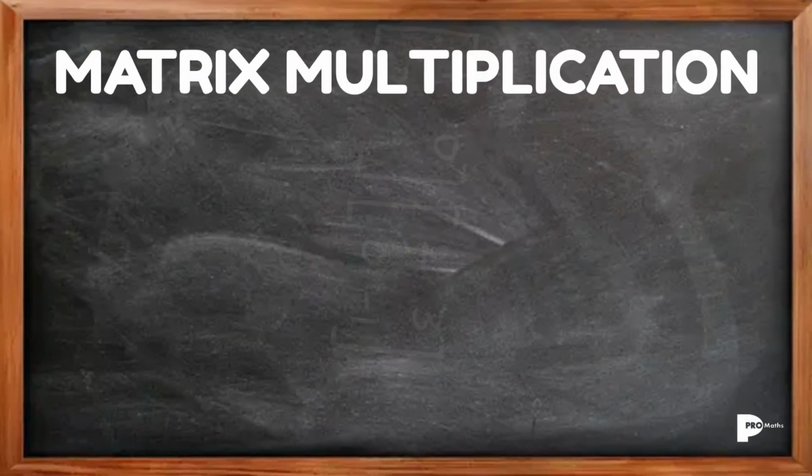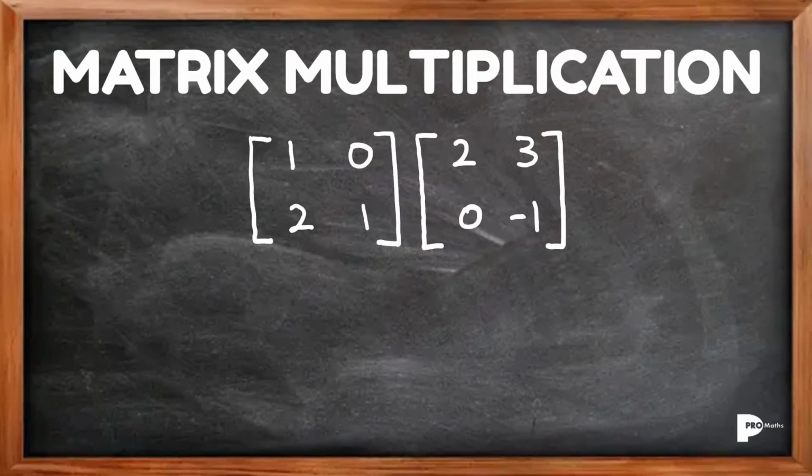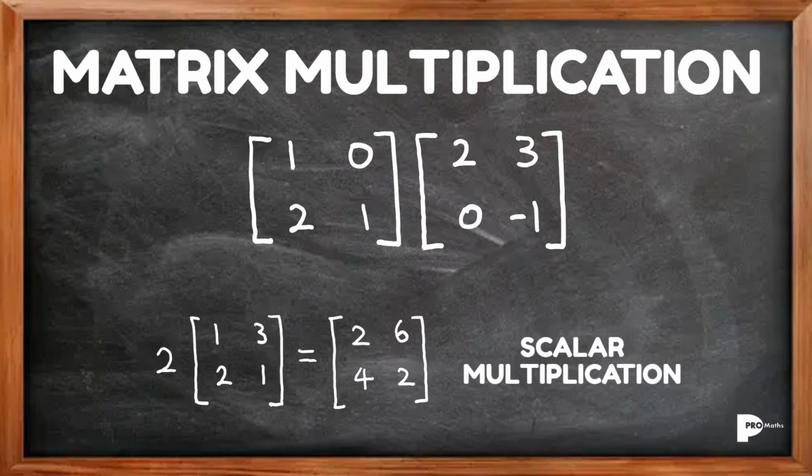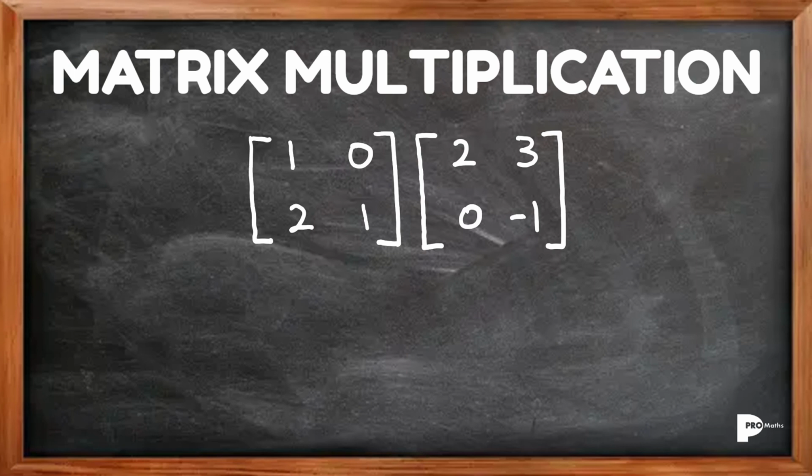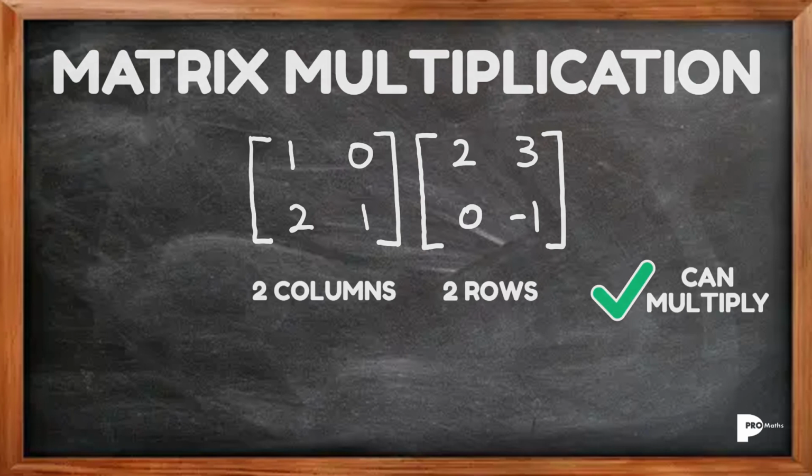Multiplying a matrix by another matrix. That's what we're going to learn in this video. This is completely different from multiplying a matrix by a number or scalar. You can only multiply two matrices if the number of columns in the first matrix equals the number of rows in the second matrix. Let's demonstrate with the first example.